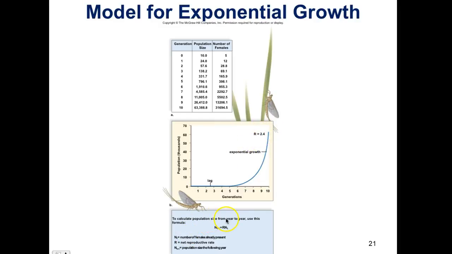So to calculate population size from year to year, you could use this equation, where N equals R times N1. N itself is the number of females already present, and then you have the net reproductive rate. So in this case, it would be 2.4, and here you'd have the population size the following year. So you could plug in the values from up here and calculate the population size for each generation.